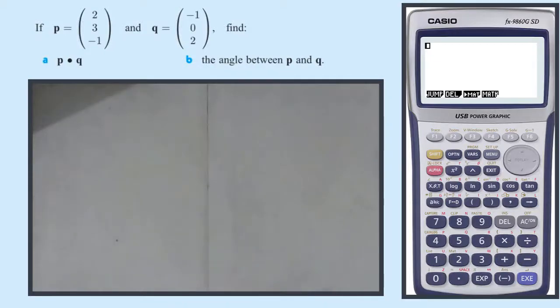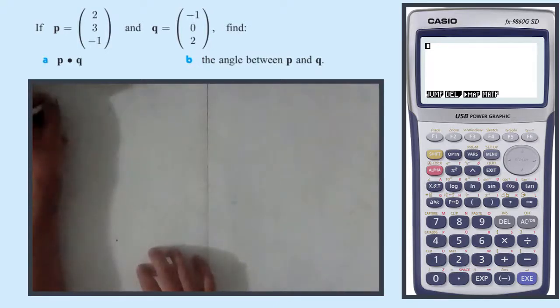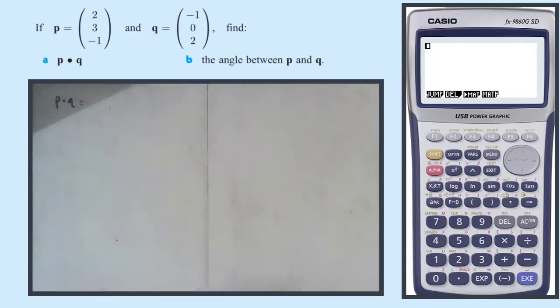If P equals (2, 3, -1) and Q equals (-1, 0, 2), find A, P dot Q, the dot product, the scalar product, and B, the angle between P and Q. Okay, so P dot Q is simple: it's the x components multiplied together plus the y components multiplied together plus the z components multiplied together if you have a z component.